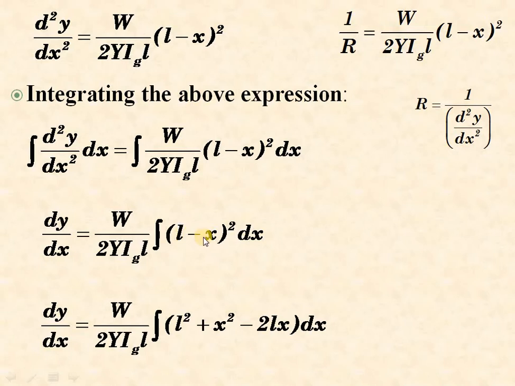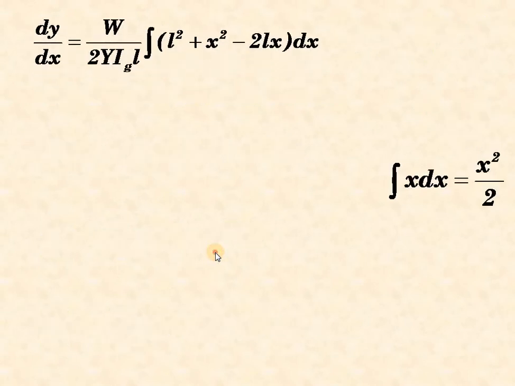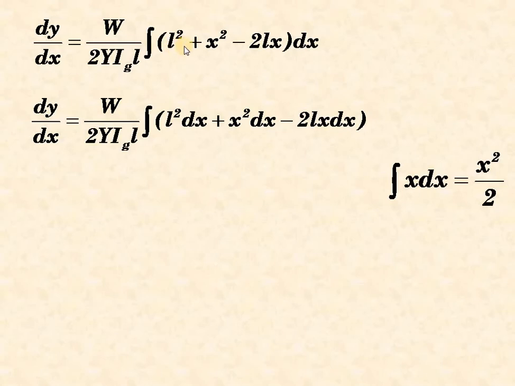When you square the L minus X term, what we get is nothing but simply the (a minus b) square form. So we have L square plus x square minus 2Lx, dx. We are simply squaring it. We expanded it. Now we can integrate one by one. We can have L square dx, we can have x square dx, and we have minus 2Lx dx. We have to integrate each term separately.